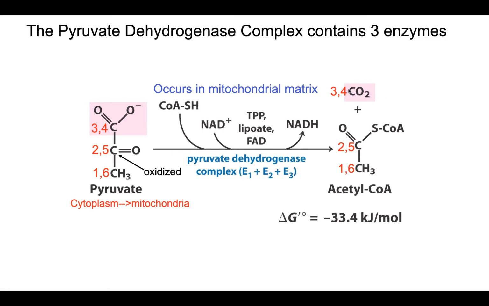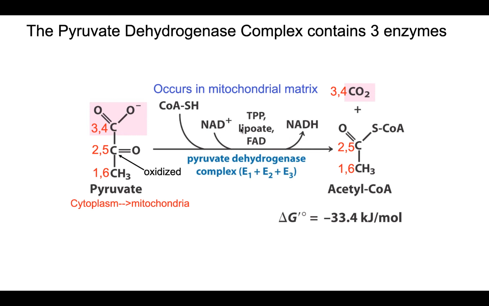Basically, what's happening here is we're activating the acetyl group of pyruvate by adding this coenzyme A molecule to it. That very much increases the energy of pyruvate and makes it able to be involved in the next set of reactions in the citric acid cycle.